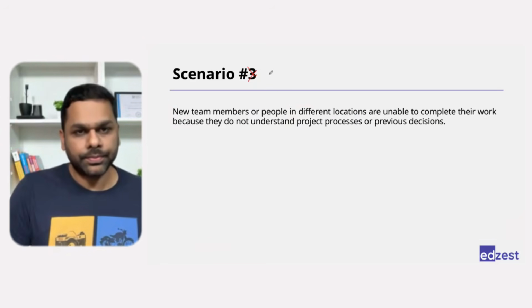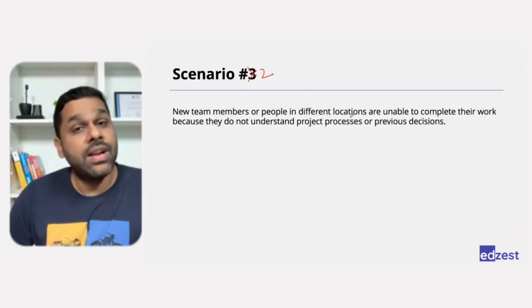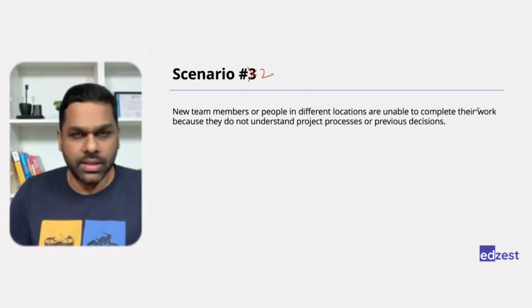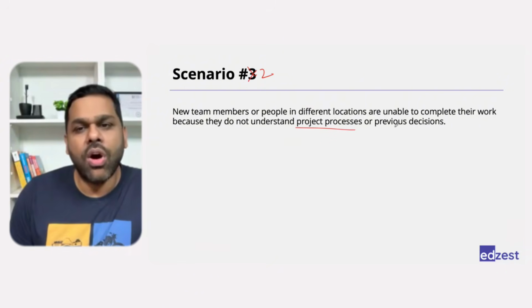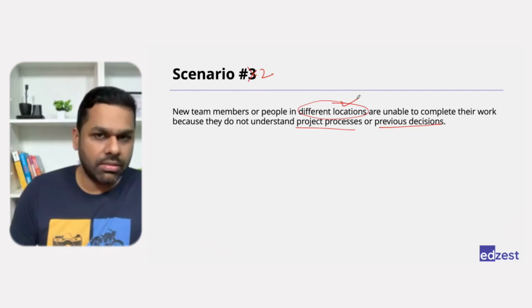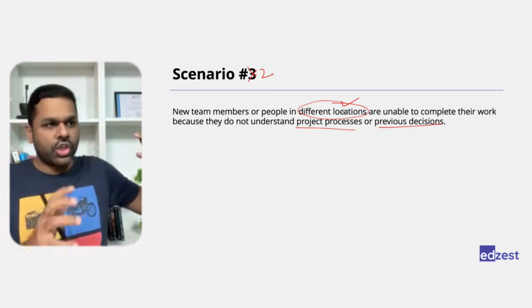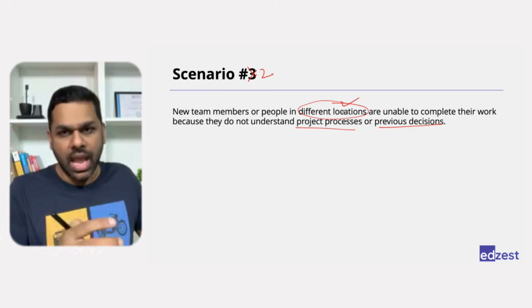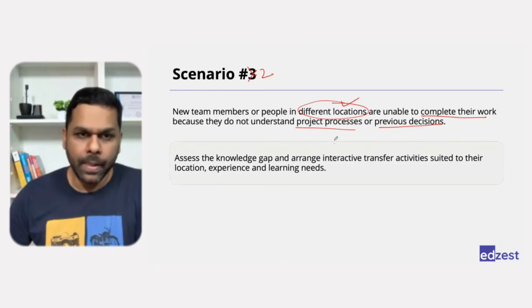Next scenario, new team members or people in different locations are unable to complete their work because they don't understand project processes or previous decisions. Right? So there are people in different locations and they don't have the same level of understanding. Right? That shared understanding is not there. And because of which they are not able to complete their work. What should we do? Right?